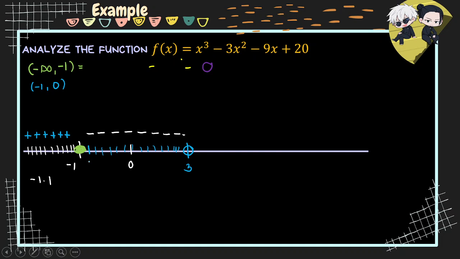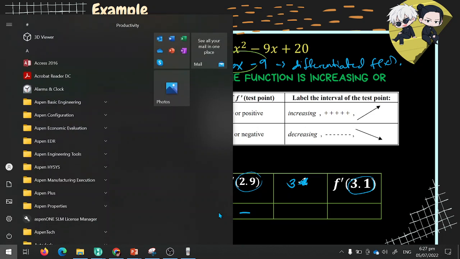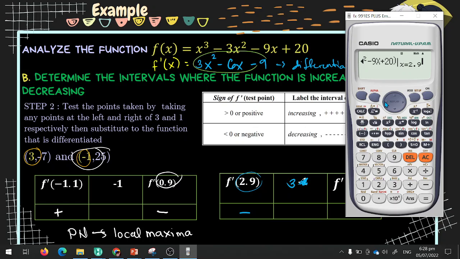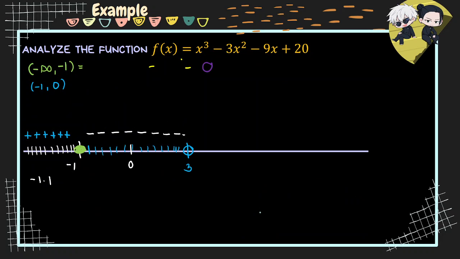Okay? So, continuing, we are just going to substitute 3.1 into our function. So, replace it with 3.1 to find out if it is positive or negative. Since it is positive, it is increasing. So, from negative it became positive, therefore, this is a local minimum. That means the point 3 and negative 7 is a local minimum. Because from negative, it was going down, but when it reached 3, it went up. So, it's a local minimum.